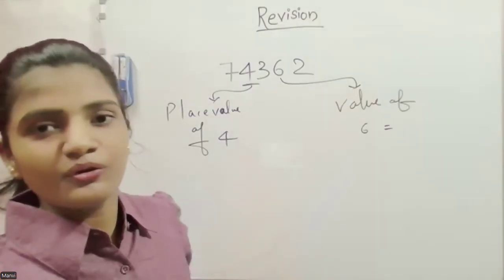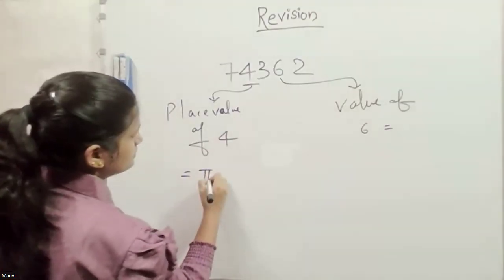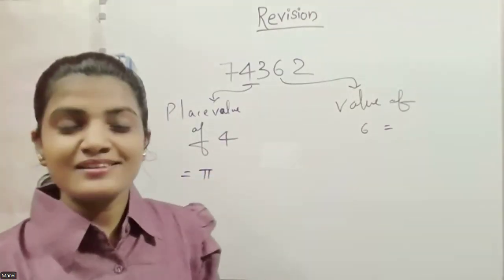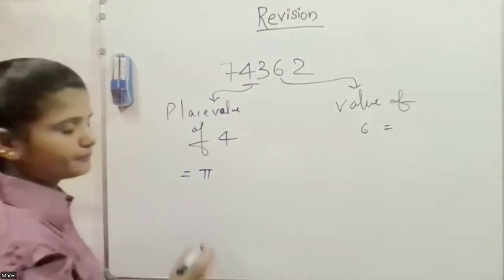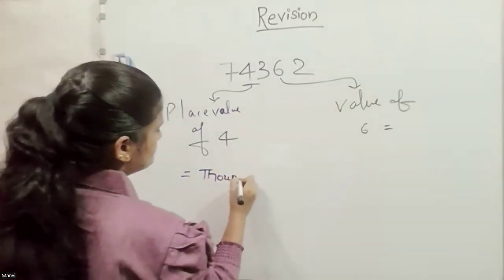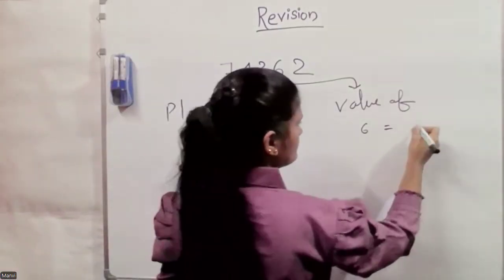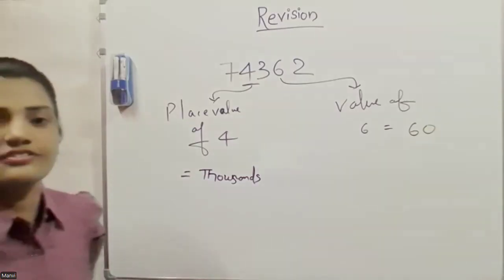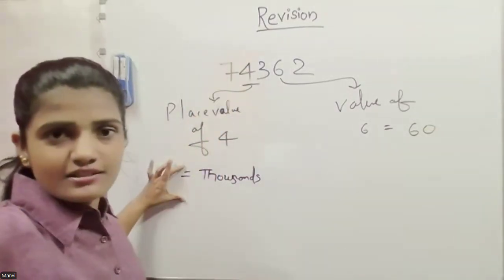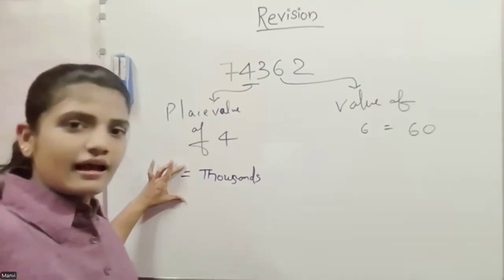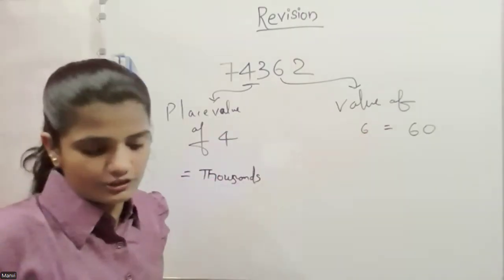Very good. The place value of 4 is 1000, just 1000. And the value of 6 is 60. So what's the difference between place value and value? Place value is written in words, and value is written in numbers, in digits. Very good.